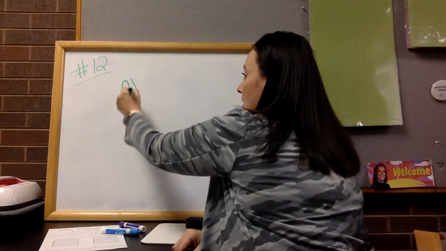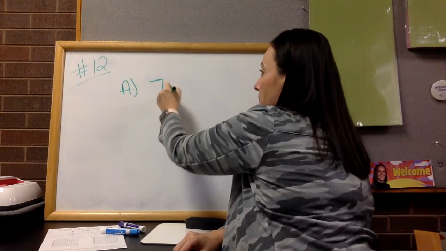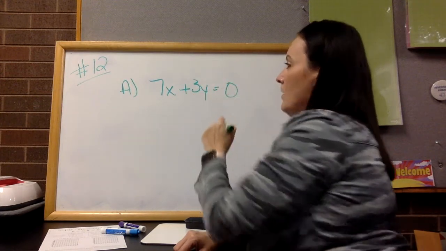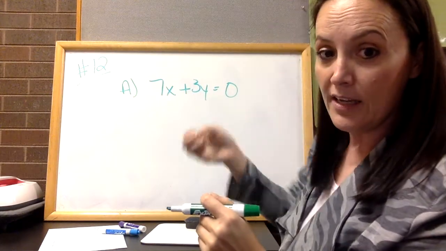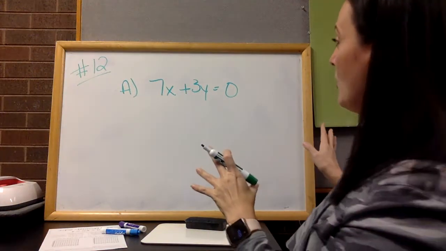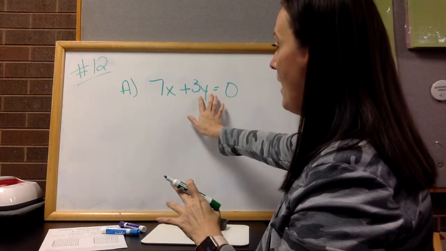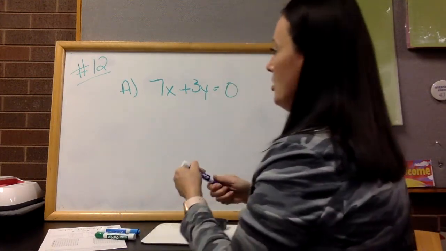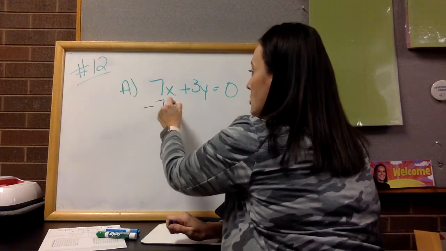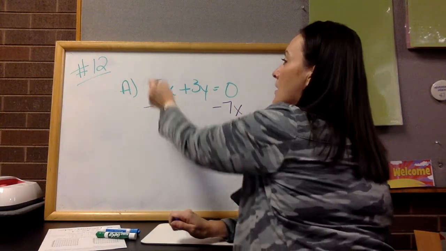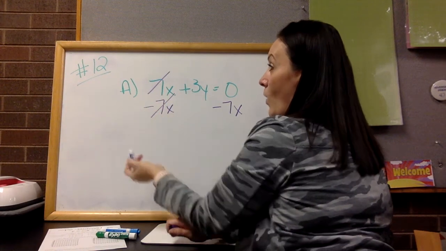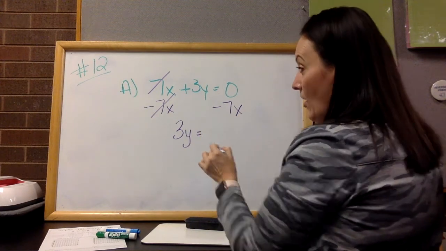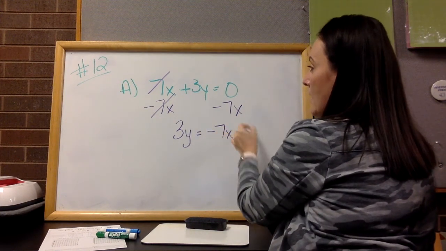So A looks like this. A says 7x plus 3y equals 0. Now be careful. You're going to look at this and try to solve for y. I'm going to move those 7x's to begin with. The very first thing is to look at this as positive 7x. I'm going to subtract 7x from both sides. This minus this wipes itself out. I bring down that 3y. And on this side, I got a minus 7x, and then that 0.